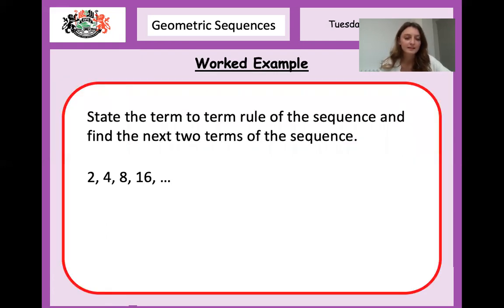Right, so worked example number 1. It's the same question really as before. We've got to state the term to term rule, what's happening, then we're going to find the next 2 terms of the sequence.